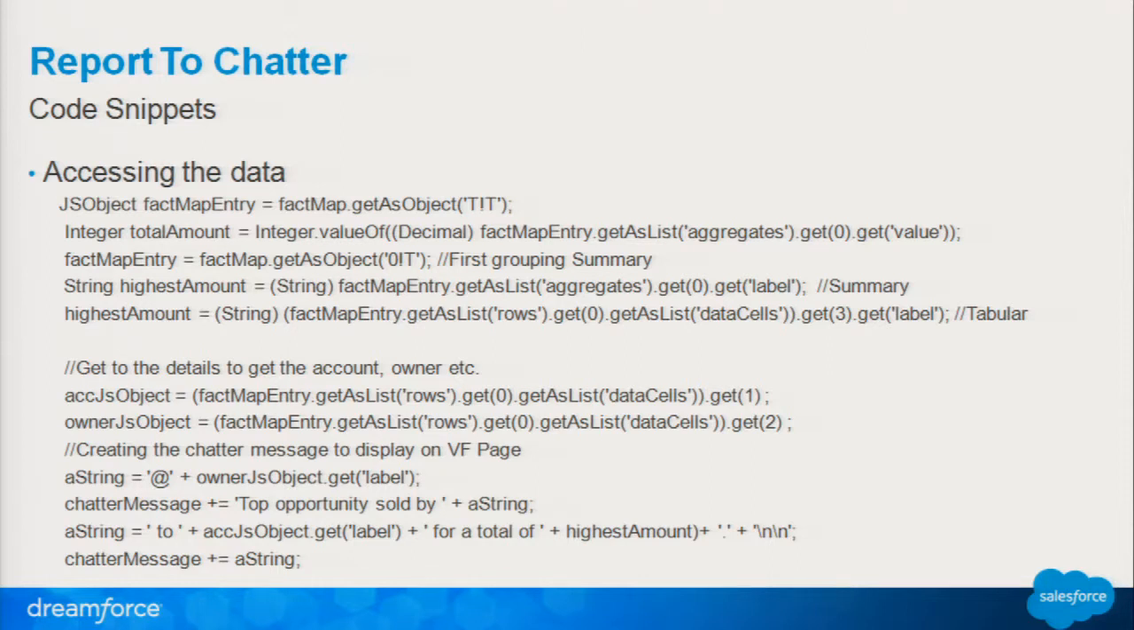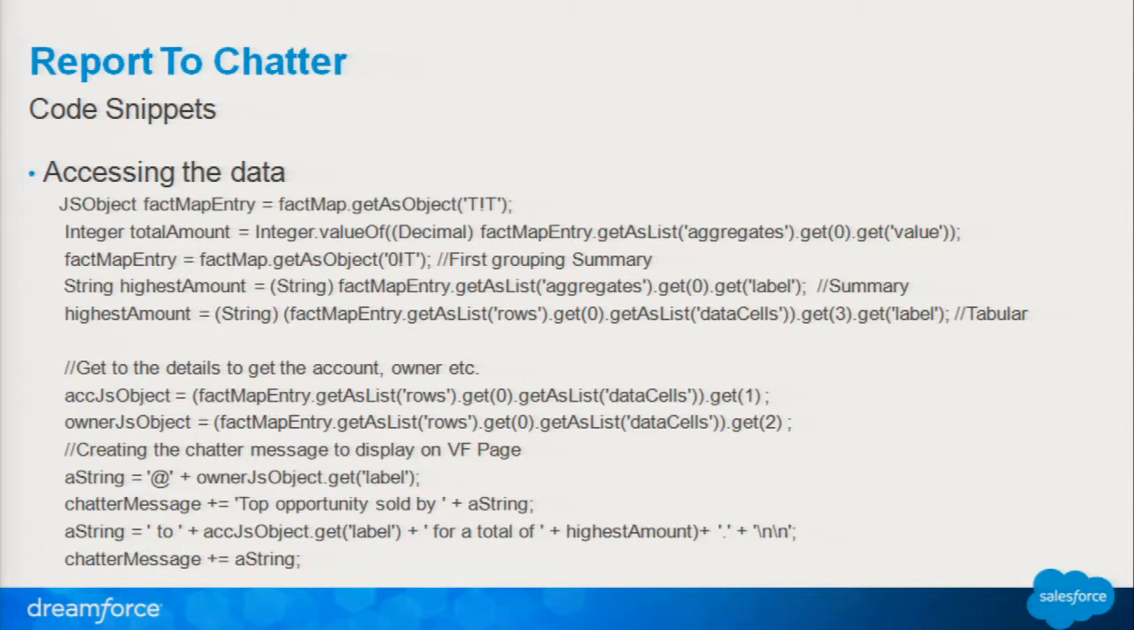If you want to get the grand total of the report, you would say getAsObject T!T. If you want to get the first record in the summary report, you can see that over there, and that's getAsObject 0!T. The next example is a tabular report, and we know tabular reports are nothing but a bunch of rows. So you can see getRows, and then you get the first row because that one has the highest dollar amount. Then you want to get the fourth column, which is get(3).